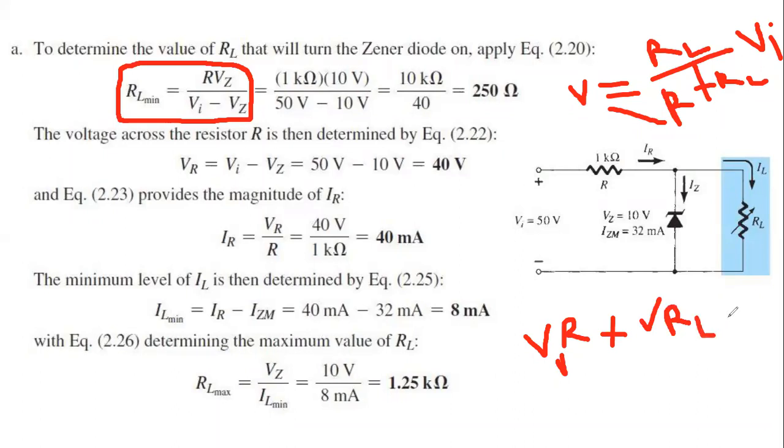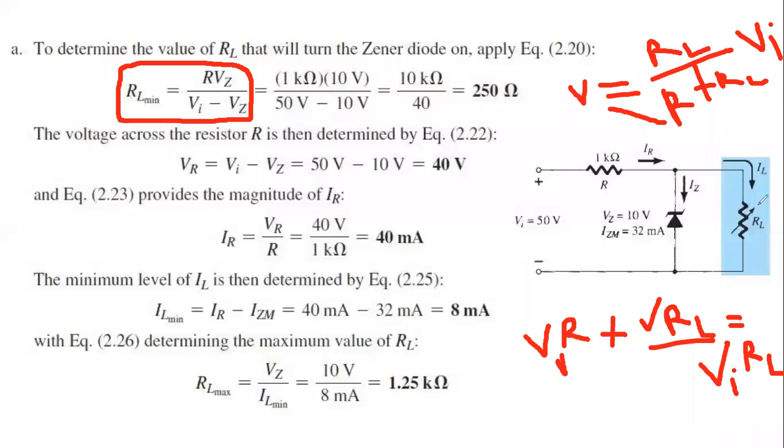You can do it by yourself also. VRL equals VIRL. So now, my students, you just take this VRL to the other side and take common RL. It will be VI minus V.